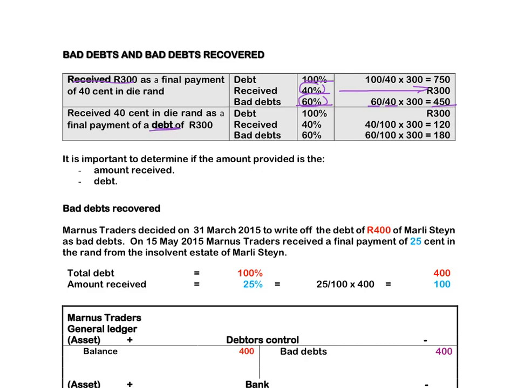So now the debt is given, and the total debt is 100%, and that equals 300 Rand. If we want to calculate the bad debts, the one that we want, 60, over the one that we know, 100, times 300, and that will give us 180 Rand. So depending on the calculation that you do, these two figures differ from 180 to 450. It is therefore very important to determine whether the amount received or the debt is given.